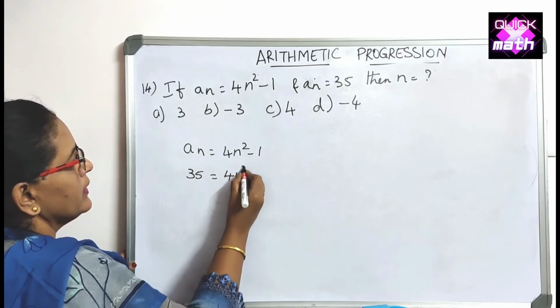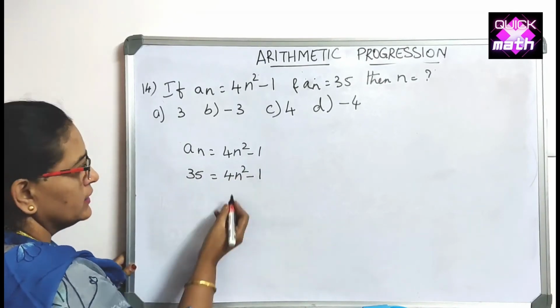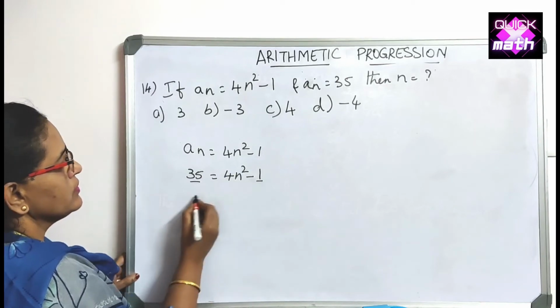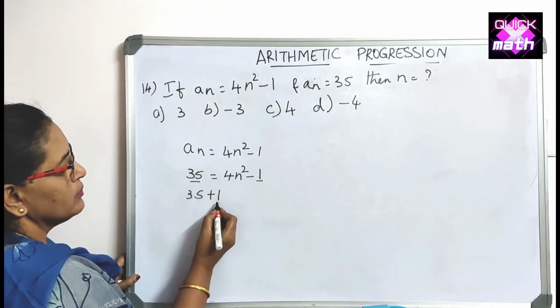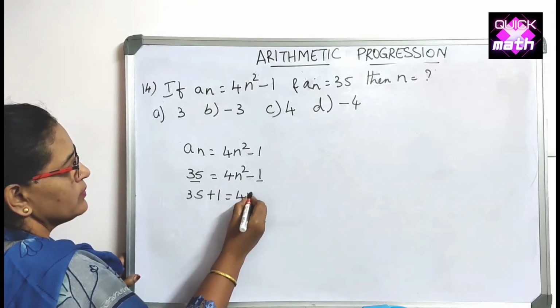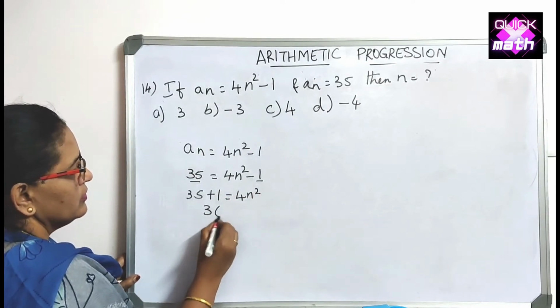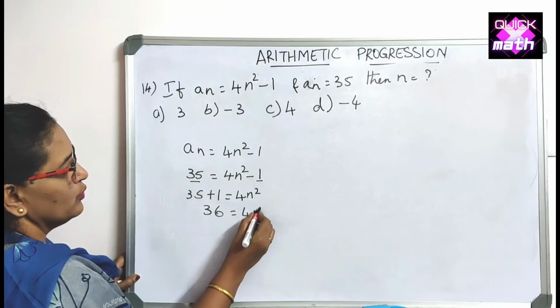That is 4n square minus 1, where the n value we don't know. So now this is the constant term, so we can bring it to the one side. Minus 1 I'll bring to that side, so it became plus 1. The 4n square remains on the same side. So this is 36 is equal to 4n square.